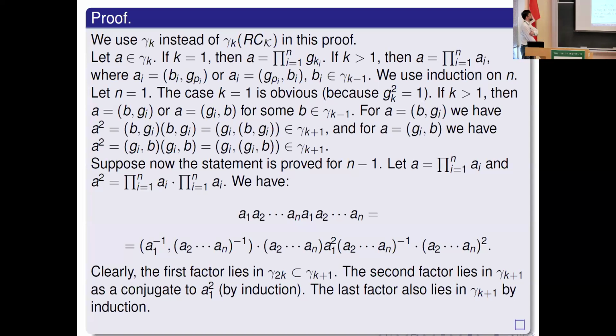Suppose now the statement is proved for n minus 1. Let A equal this product, and A squared equals this product. We have that this product equals this. Clearly, the first factor lies in gamma 2k. The second factor lies in gamma k plus 1 as a conjugate to A1 squared by induction. And the last factor also lies in gamma k plus 1 by induction.